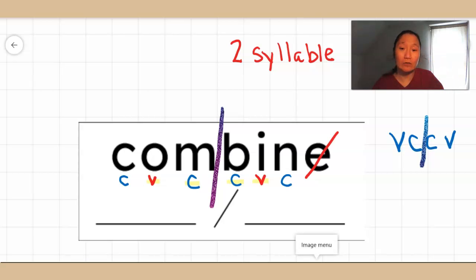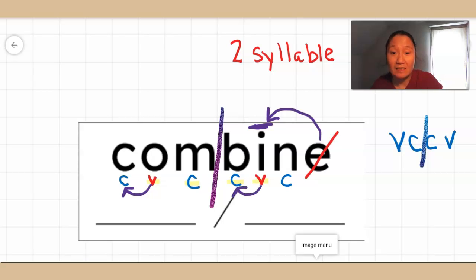Okay, so let's continue. We have the C, V, C, C, V, C. We've marked off our silent E because we're ignoring it for right now. Now we're going to go back in and look at that silent E. The E needs to work with this I, and that's going to make this long I. And this O is going to grab this C, and this V is going to grab this C, because remember, the vowels grab the consonants, trigraphs, and digraphs behind them.